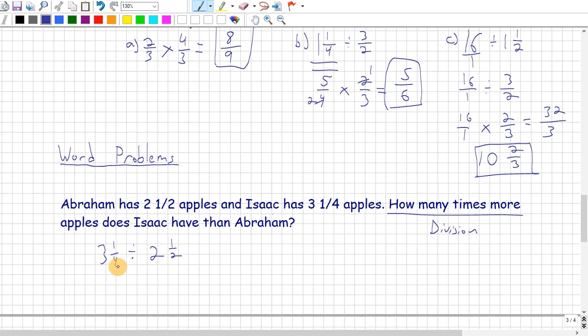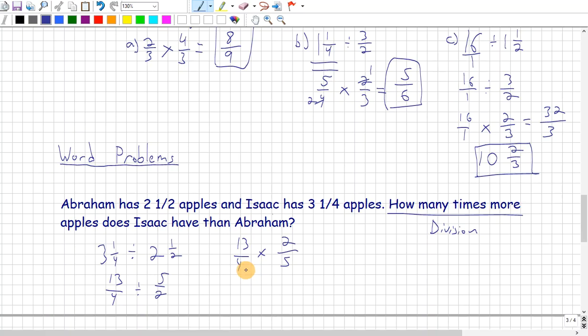So 3.25, so I'm going to take the whole number, multiply by 4, so 3 times 4 is 12. Add it to the top, becomes 13/4. I'm not changing anything yet, we're just keeping this simple. So 2 times 2 is 4, plus 1 is 5/2. Still division. So I'm going to flip that second fraction. I'm going to do the work over here. Flip that second fraction to 2/5. The first fraction remains the same. Change it to a multiplication.